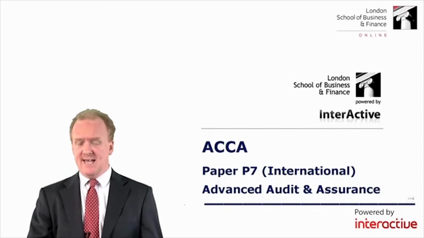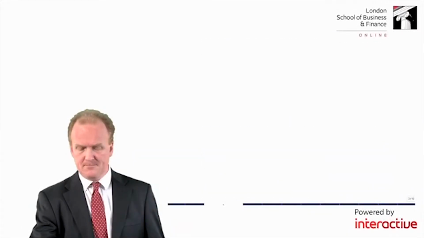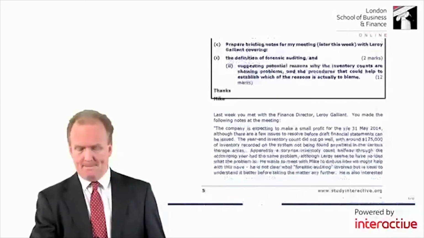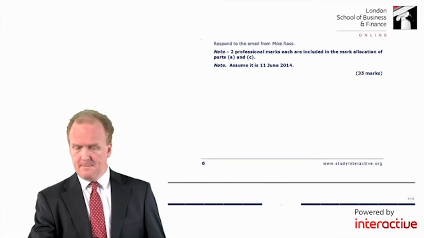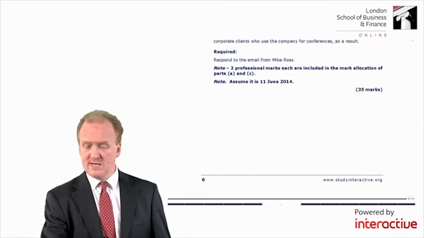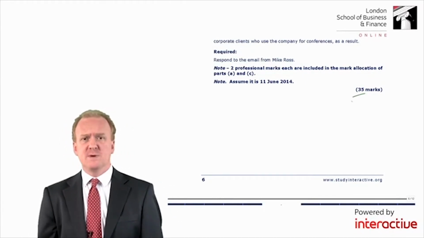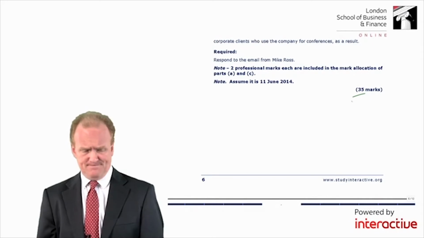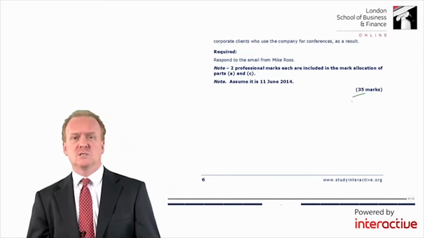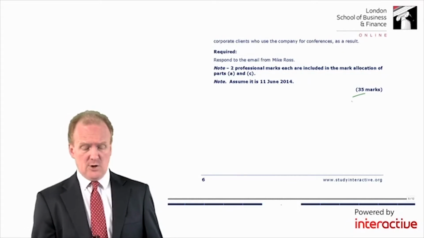So here we go. Here is the exam. Let's scroll straight down to question number 1. As expected, it is a 35-mark question. No great surprise there because question 1 will always be 35 marks these days. The question simply says, respond to the email from Mike Ross, so we can't do anything until we've looked at the email, so we're going to go take a look.